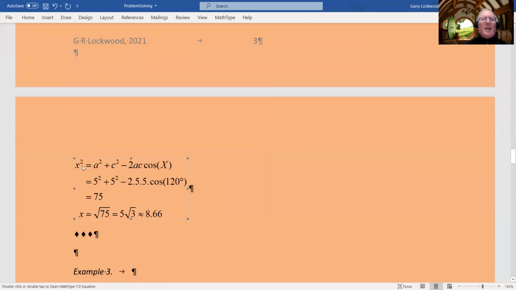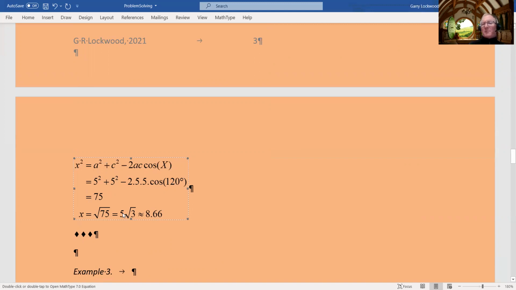Anyway, we whack that in and we get x squared is a squared plus c squared minus 2ac cos x. Chuck in the numbers, and on the right we'll get 75. And so x is actually the square root of that, which is 5 root 3. Now that is the exact answer. 5 root 3 is the exact answer. That's the one that mathematically we should give.